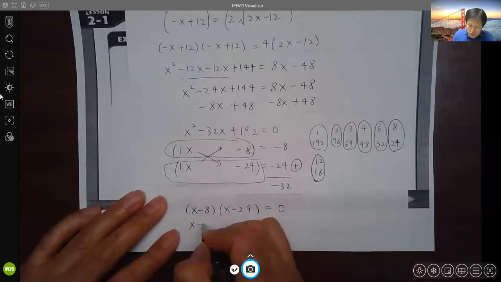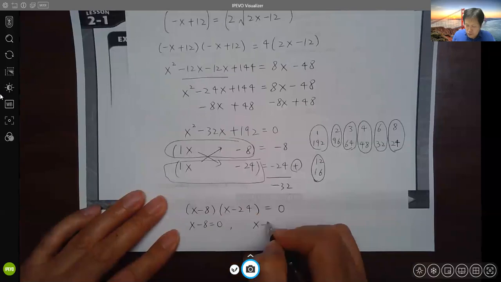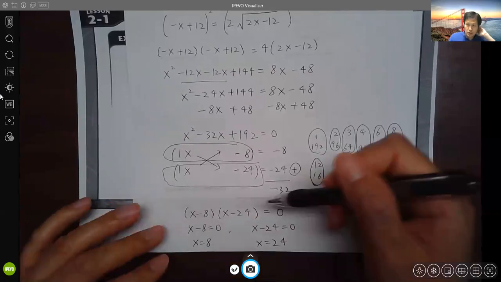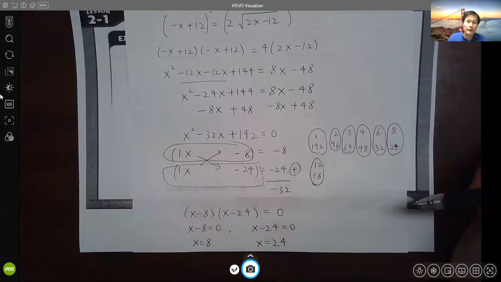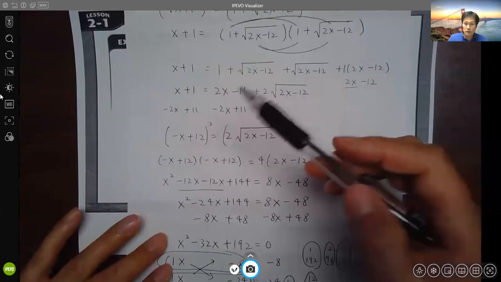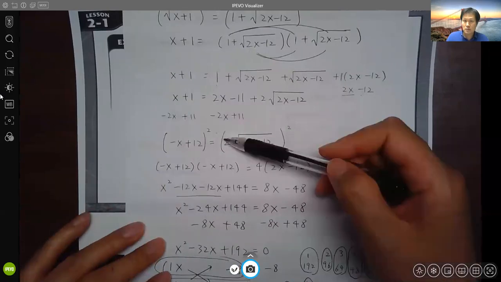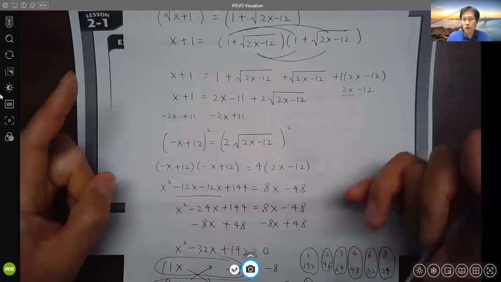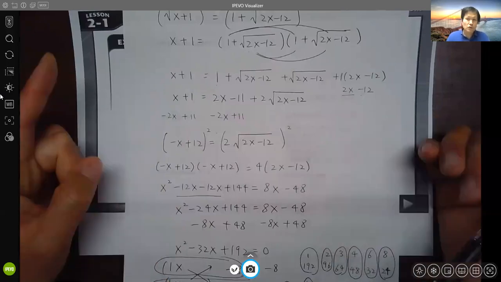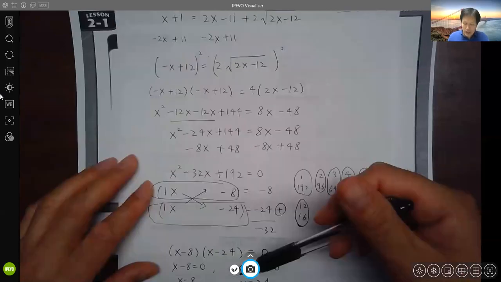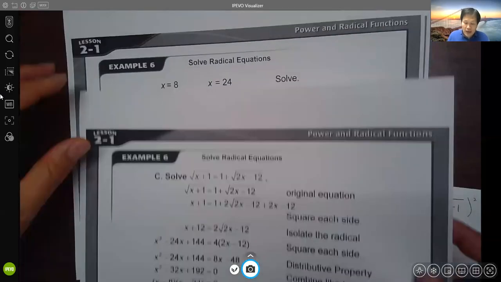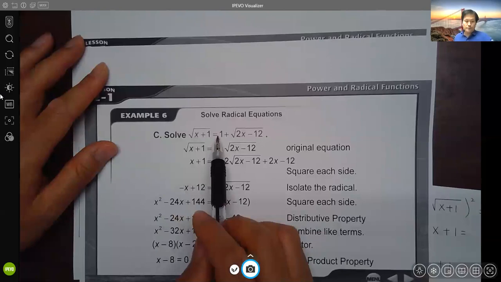So x minus 8 equal to 0, x minus 24 equal to 0, x equal to 8, x equal to 24. Do we take that as our answer? Wait, you have to check. Why? We squared in the middle twice. If you square at least once, then you just changed the equation. What does that mean? You have to check your final answer. So 8 and 24, don't take that as the answer. You have to plug it into the very original.